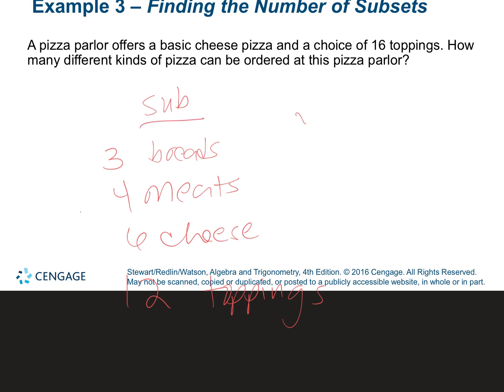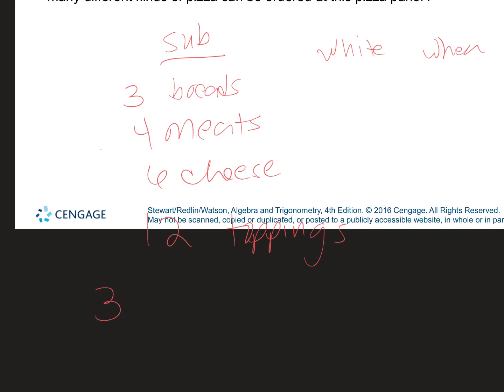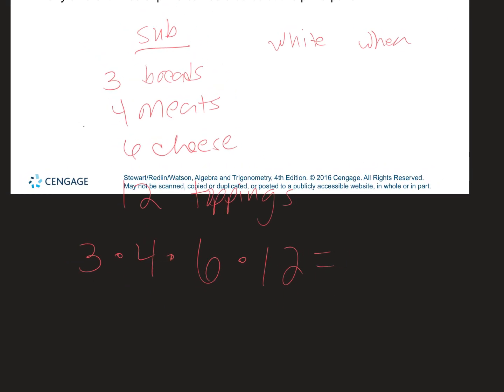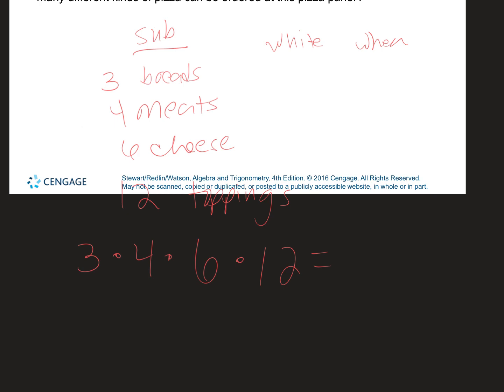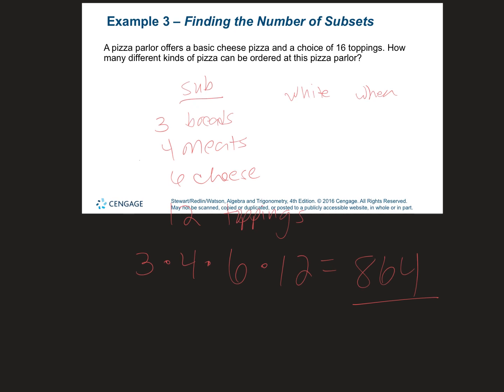Well, you could list out, okay, there's white, wheat, and then underneath you could put ham, white, ham, wheat, ham, right? And try to get everything. Would that be virtually impossible for you guys to list every single different combination? So using the fundamental counting principle, we say, okay, there's 3 different breads, 4 different meats, 6 different cheeses, and 12 different toppings. So guys, calculators, what's 3 times 4 times 6 times 12? There's 864 different combinations you could make at this sub shop. Does that make sense? Okay.